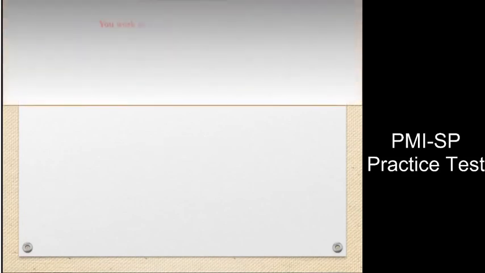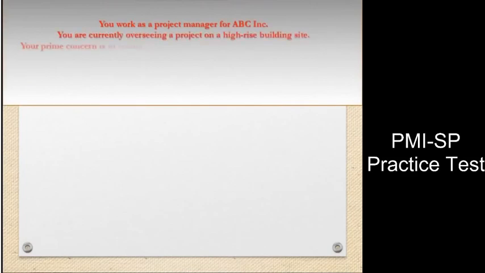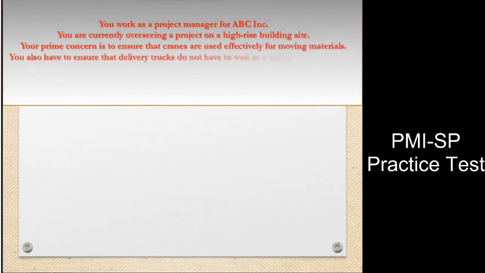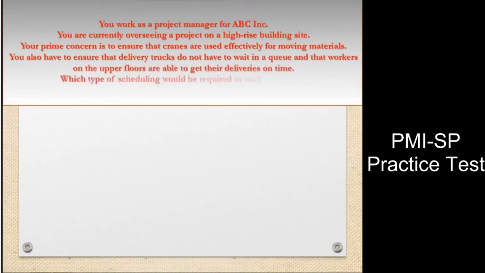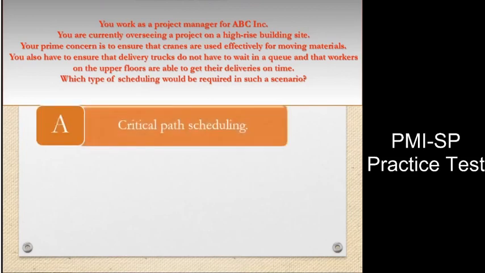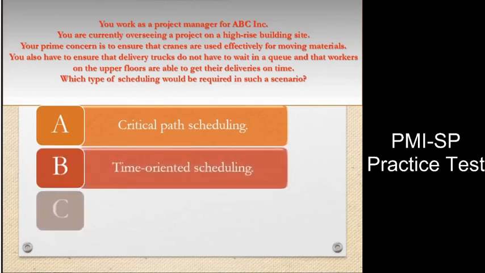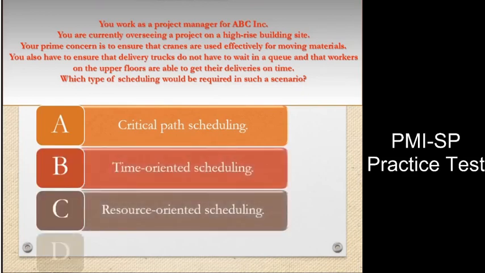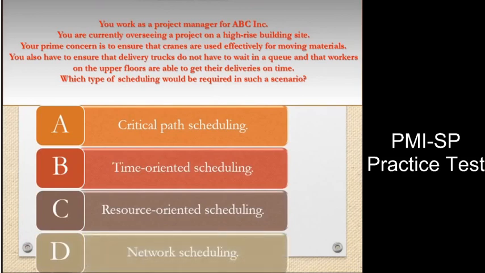Question. You work as a project manager for ABC. You are currently overseeing a project on a high-rise building site. Your prime concern is to ensure that cranes are used effectively for moving materials. You also have to ensure that delivery trucks do not have to wait in a queue and that workers on the upper floors are able to get their deliveries on time. Which type of scheduling would be required in such a scenario? A. Critical path scheduling. B. Time-oriented scheduling. C. Resource-oriented scheduling. D. Network scheduling.